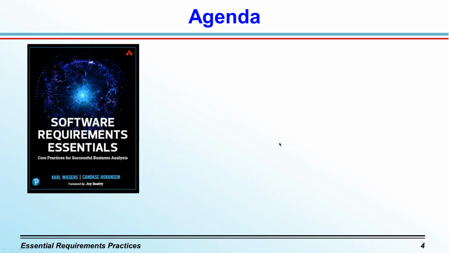So let me tell you what we're going to talk about here today. The 20 practices are grouped into 6 categories. First are 5 practices that lay a solid foundation for project success. And the other practices are all grouped into the 5 subdivisions of the domain of requirements engineering.